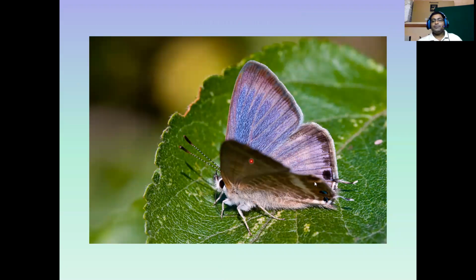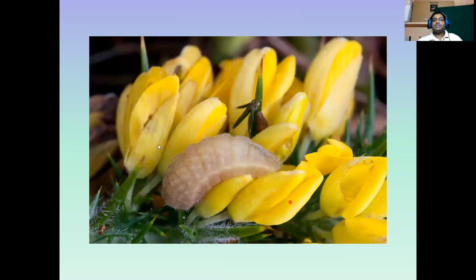This is a butterfly. So this is a loop, anal hind wing loop. And this is the larva. You see, in between the flower buds, larva will be there. It's not differentiable. You see, it looks like a flower bud.